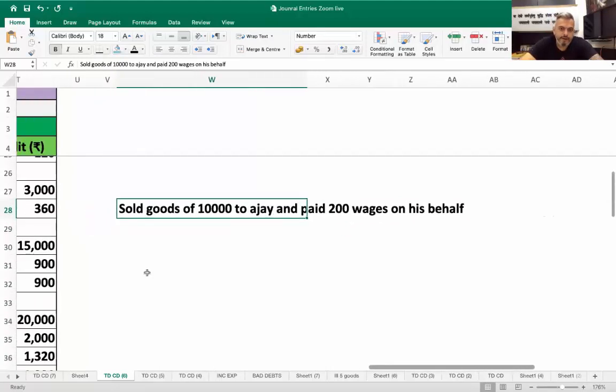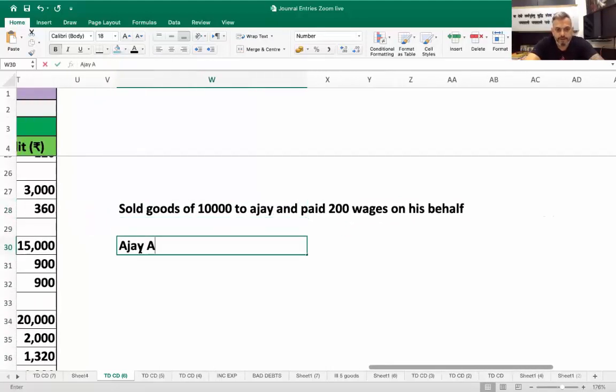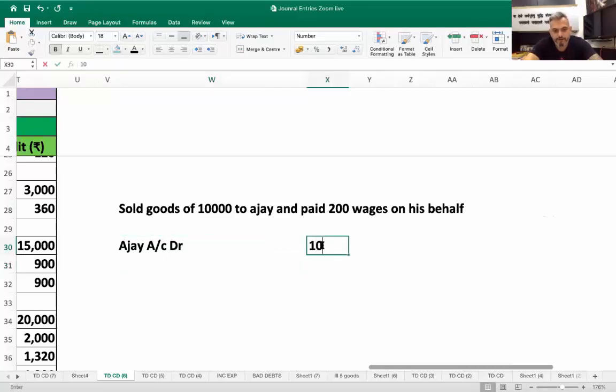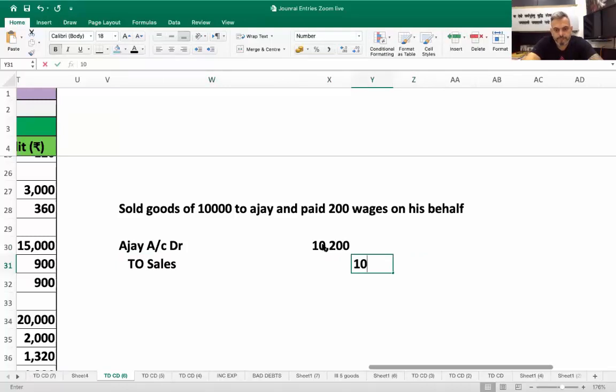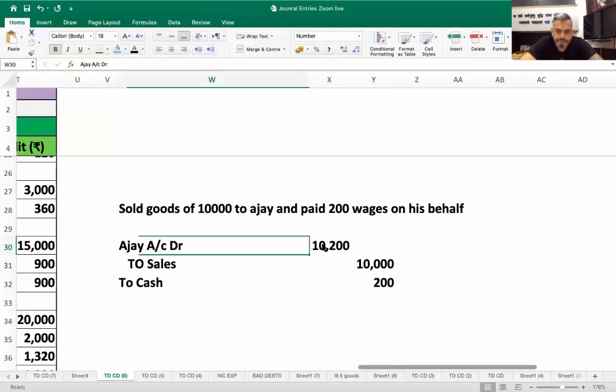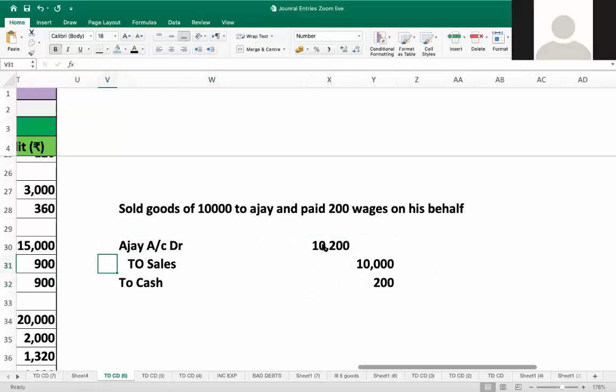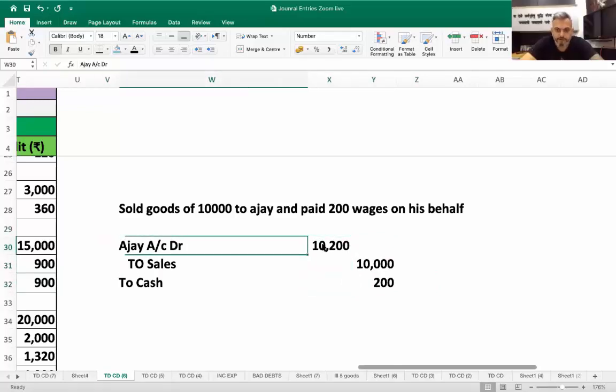Yes. Now sold goods to Ajay. So Ajay account, we will debit it. Now how much we have to recover from Ajay, because we have paid on his behalf? So that will be 10,200. And it will be to sales 10,000 and to cash 200. Got it? Yes. So we don't add it to sales, okay? We add it to that person.